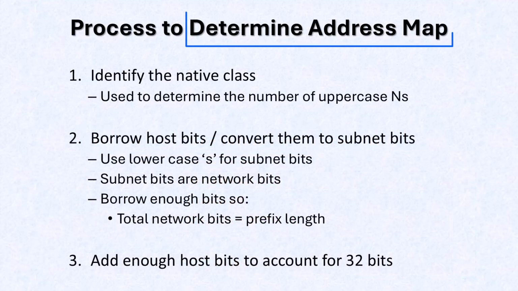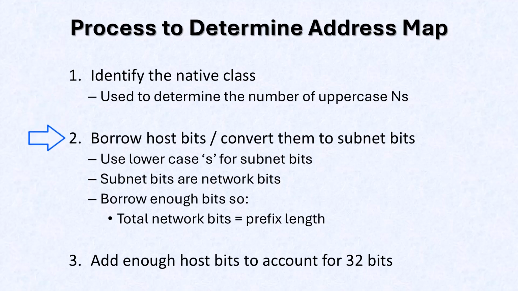We now explain the steps used to determine the subnet address map, followed by an example. First, identify the native class of the address. We do this by considering the value in the first octet. This allows us to specify the correct number of uppercase N's in the address map.